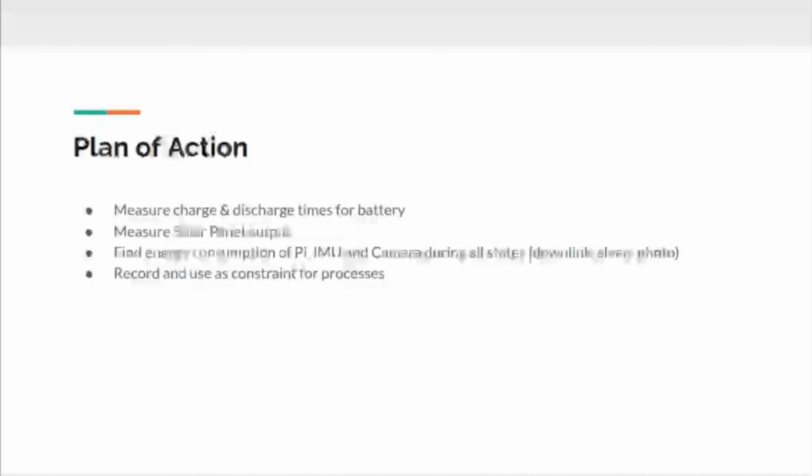We measure the charge and discharge times for the battery, and we would do this multiple times just to make sure, and over multiple cases. We measure the solar panel output in direct sunlight and darkness, well, obviously with zero and like cloud cover.